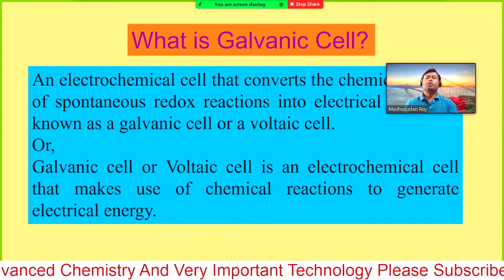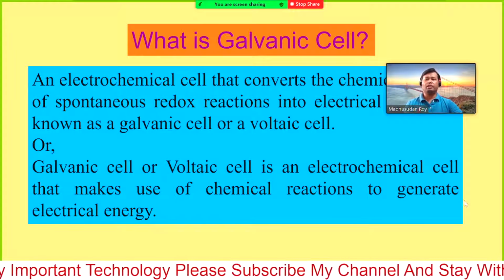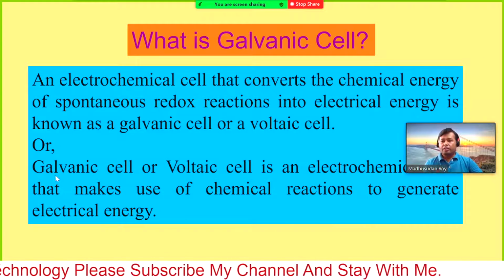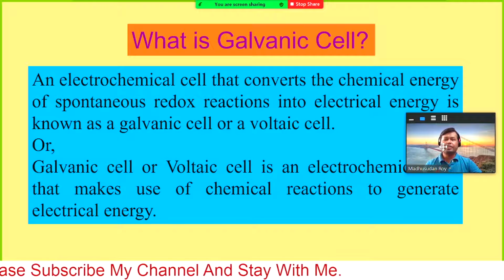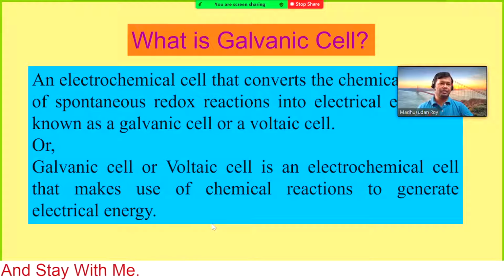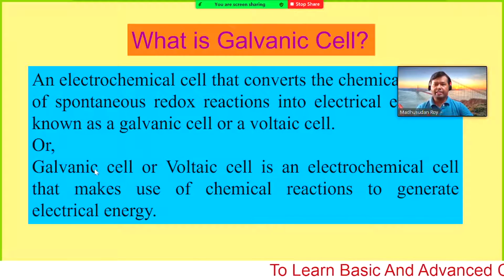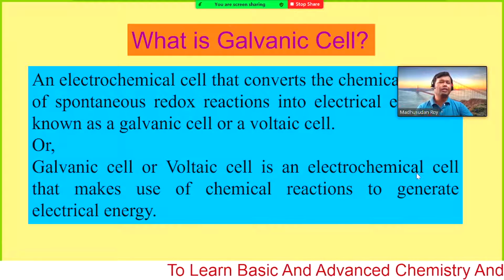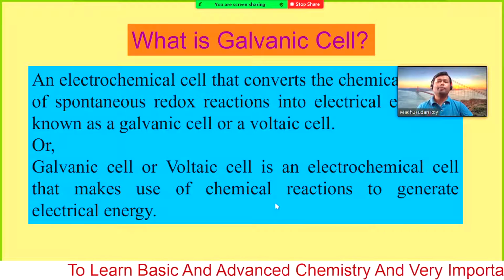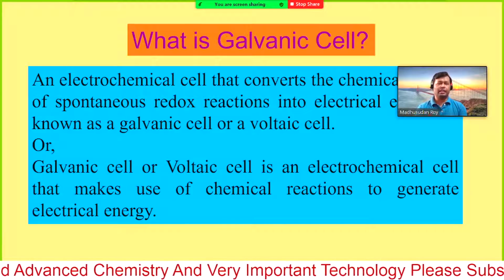Okay, so what is a galvanic cell? I keep repeating this, so I am not going to discuss it in detail. A galvanic cell or voltaic cell is an electrochemical cell that makes use of chemical reactions to generate electrical energy. So the chemical reaction produces electrical energy, and the chemical reaction should be spontaneous.